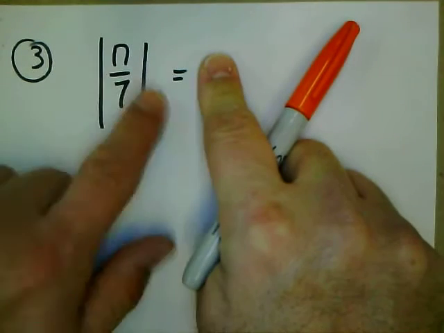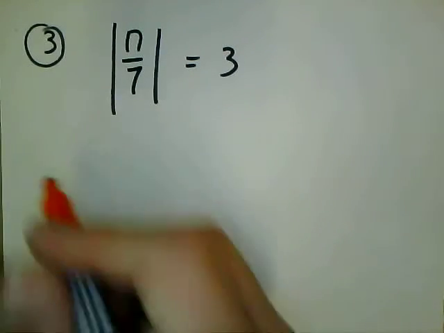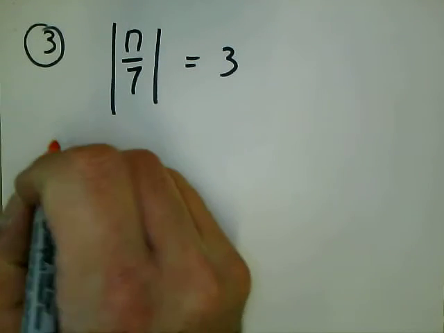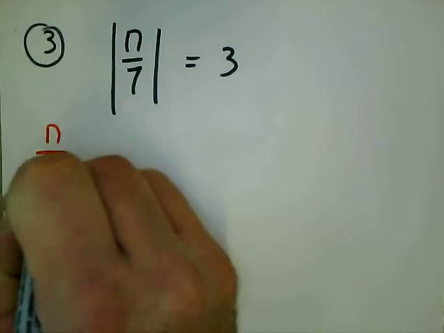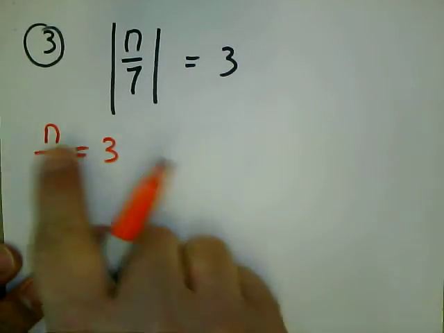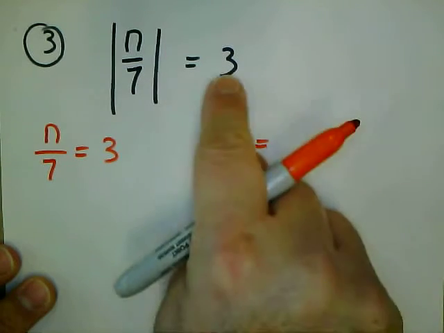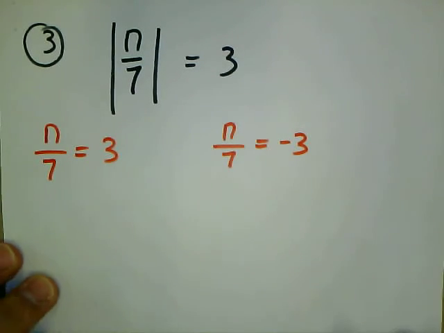Do we have anything on the outside? No, we don't, so we can split this apart. Again, tomorrow we're gonna have stuff on the outside. So we're gonna do n divided by 7 equals 3, just like it sits without the absolute values. And then we drop the absolute values on this one, but we're gonna do its opposite, which is -3.